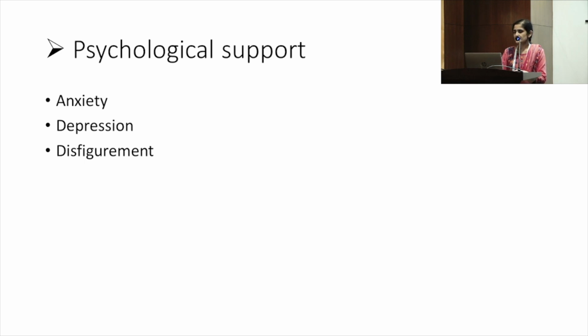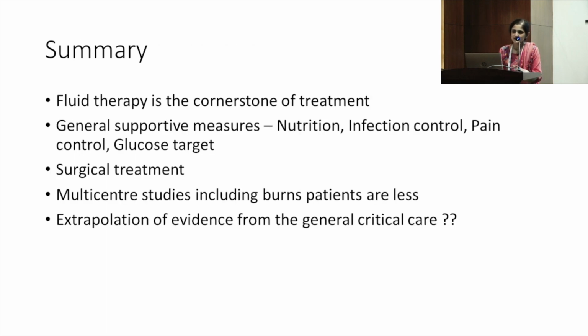Okay. So I tried to cover all the aspects. A few things I have not discussed in detail, like use of vitamin C, how to give blood transfusion in burns patients, and what is the role of beta blockers. These aspects I have not covered. In summary, fluid therapy is the cornerstone of treatment. General supportive measures like nutrition, infection control, pain control, and glucose target are important. Surgical treatment is important because unless you treat the source, the patient is not going to improve.